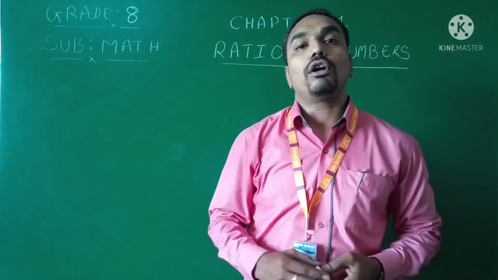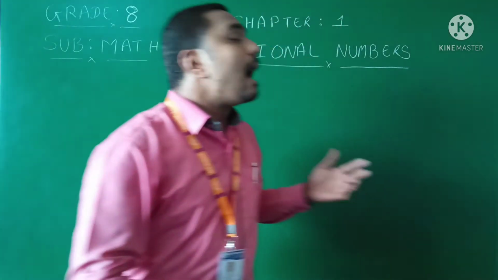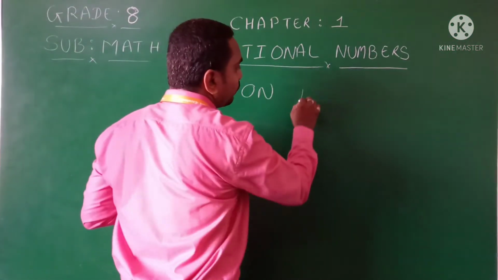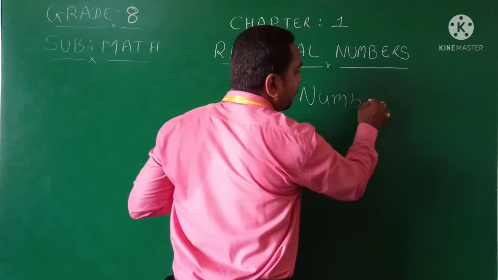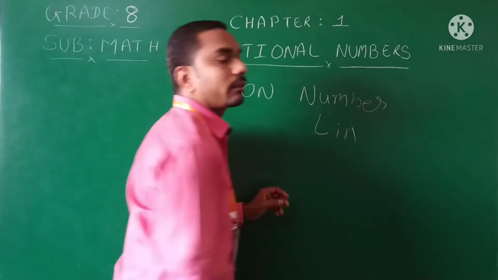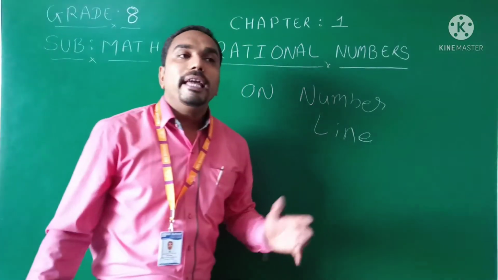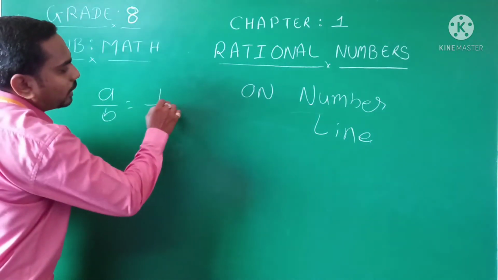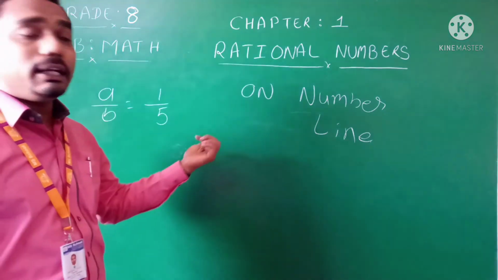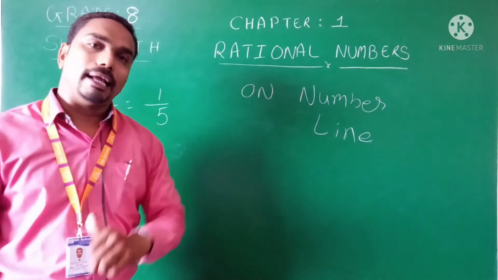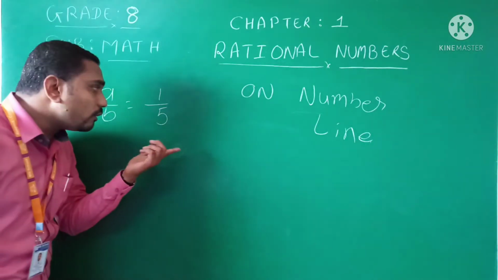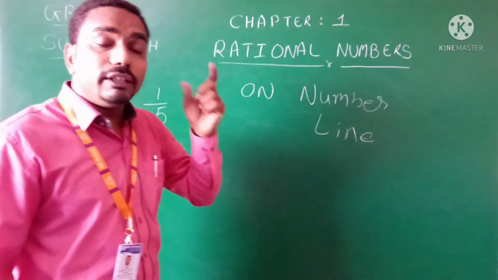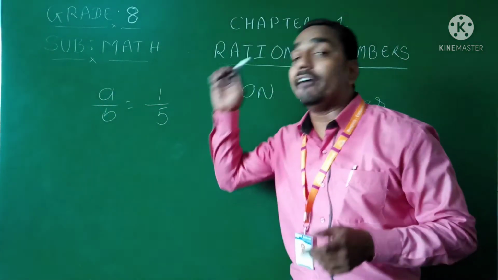Now we are going forward to the next topic of rational numbers, that is how we can denote rational numbers on a number line. Now if I have one rational number, a upon b equals 1 upon 5, and I want to denote this 1 upon 5 on a number line, first of all we need to find the range, that is, in which range of the number line this 1 upon 5 will lie.